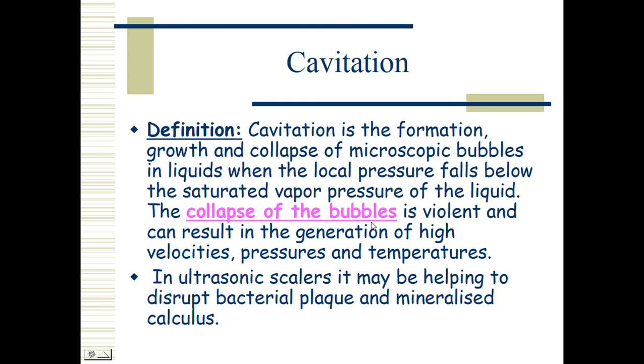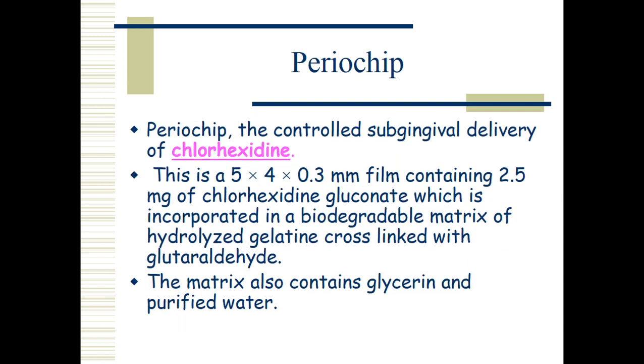Cavitation. Cavitation is the formation, growth and collapse of microscopic bubbles in liquid when the local pressure falls below the saturated vapor pressure of the liquid. The collapse of the bubble is violent and can result in generation of high velocities, pressure and temperatures. In an ultrasonic scaler, it may help to disrupt bacterial plaque and mineralized calculus.